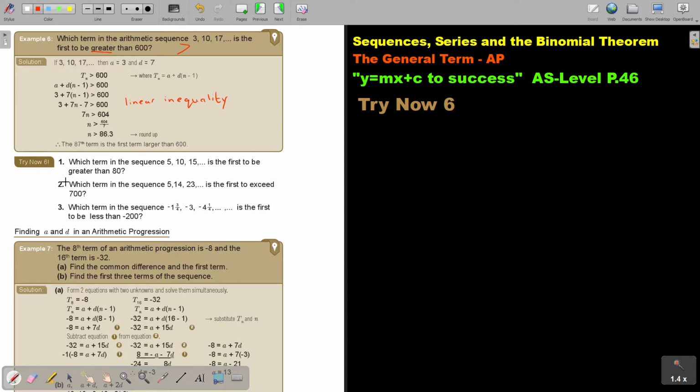Let's do the second one. Stop the video and do number 2. You can continue the video as soon as you are finished. Which term in the sequence is the first to exceed 700? Okay, I always like to first write down the sequence.